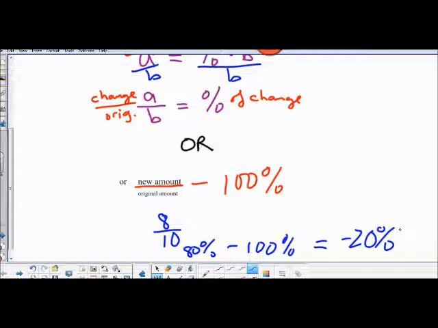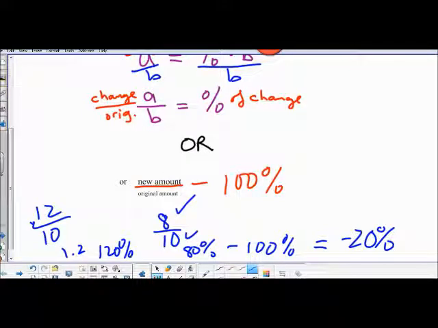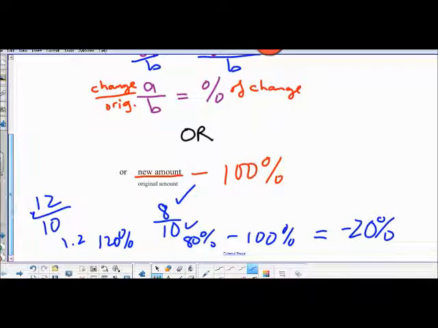So if we don't find the change, if we're just going off of the new amount and the old amount, the percentage in our formula is going to be what the new amount is compared to the old amount. So we subtract 100 from that. If it was 10 and went to 12, then that would be 12 over 10, that would be 1.2 or 120%. Again, if we subtract 100 from that, we find that that's a positive 20%, or 20% increase in the percentage.